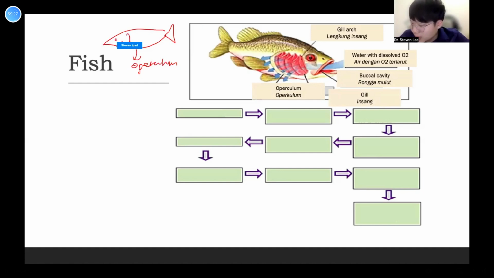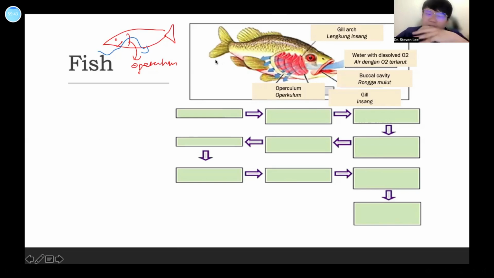This is the mouth. So water will go into the mouth, come out through the operculum. Okay, so normally how I teach my student is, if you follow me through Form 4, I have already taught you this technique. But if you have never, I'll teach you a very simple way to remember the breathing mechanism of the fish. All you have to do is imagine you are looking at the fish from the side.